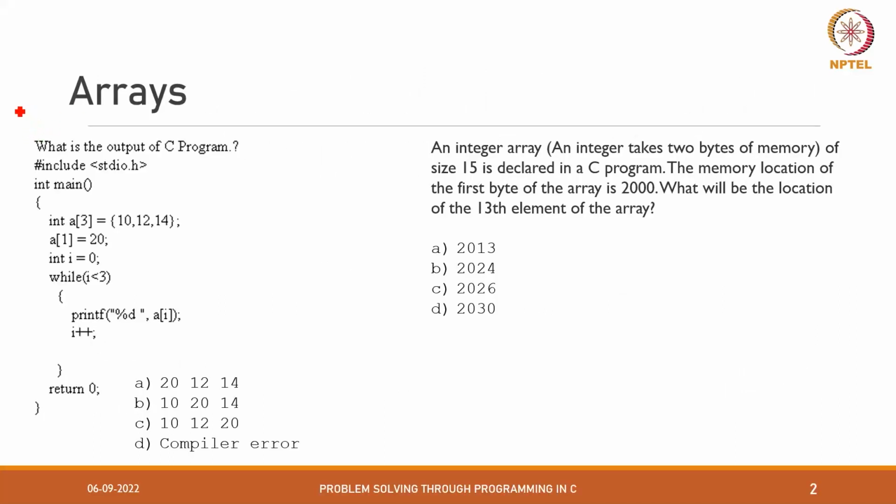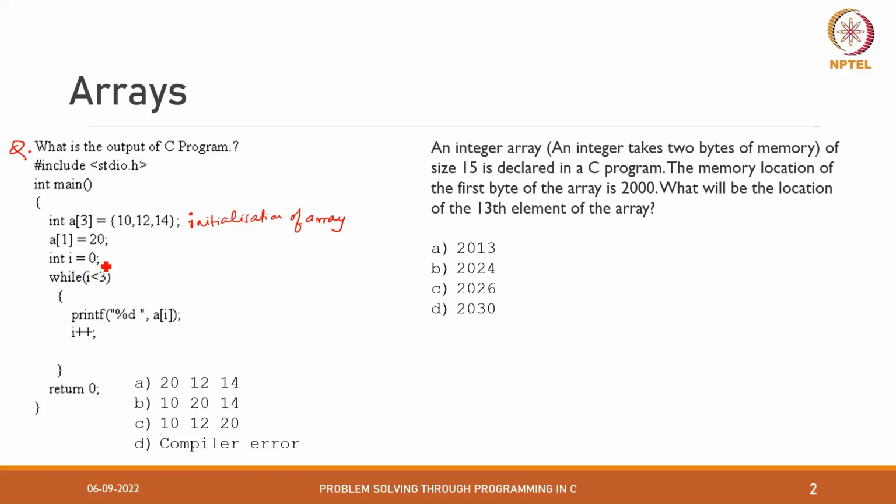So the first question, we'll start with pretty straightforward questions. I have an array which has 3 elements, and I'm initializing them to 10, 12 and 14. So here I'm basically initializing this integer array of 3 elements as 10, 12 and 14. Then I'm writing a of 1 is equal to 20, and I'm printing all the 3 elements one by one using this while loop, as you can see.